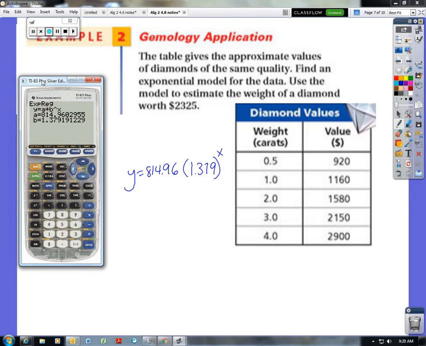Our calculator doesn't have e as a base. They don't have an exponential regression with e as a base, and that's because any exponential can be written without it. You don't need an e in order to write an exponential regression, if that makes any sense. Anyway, you don't have to worry about that.